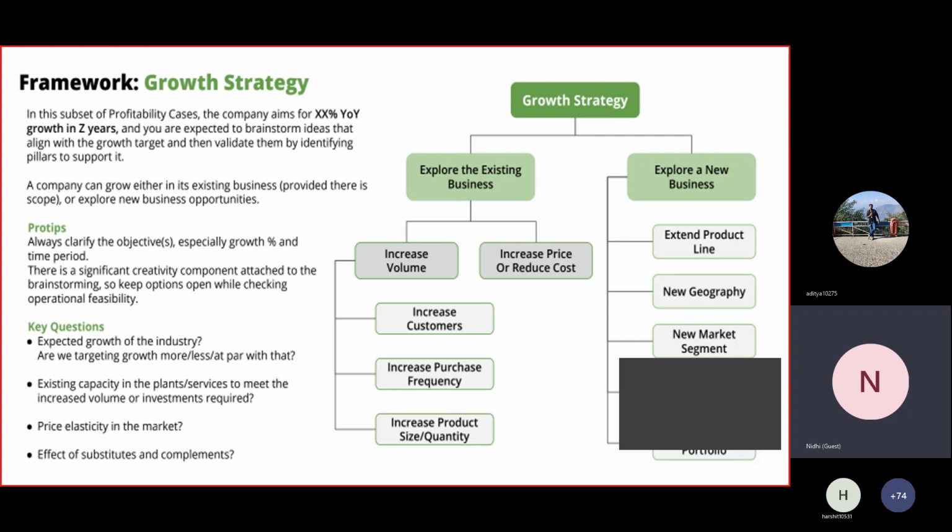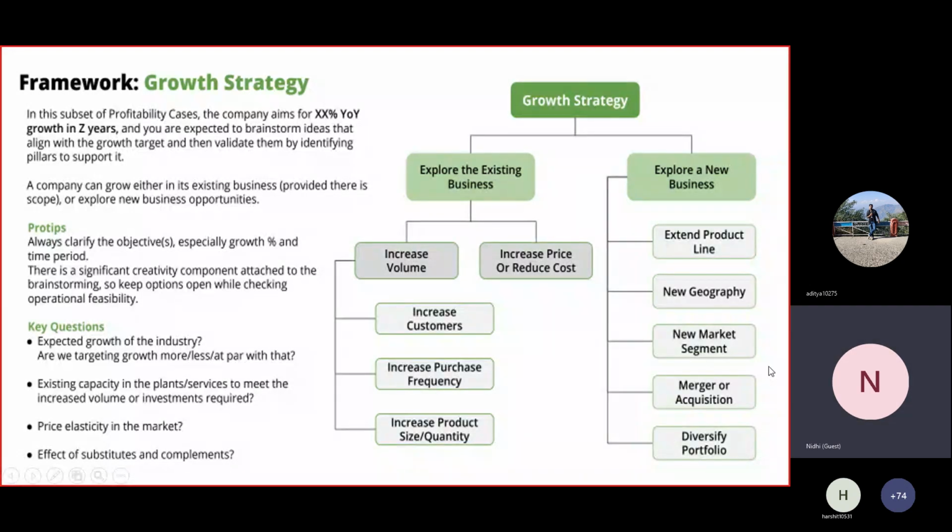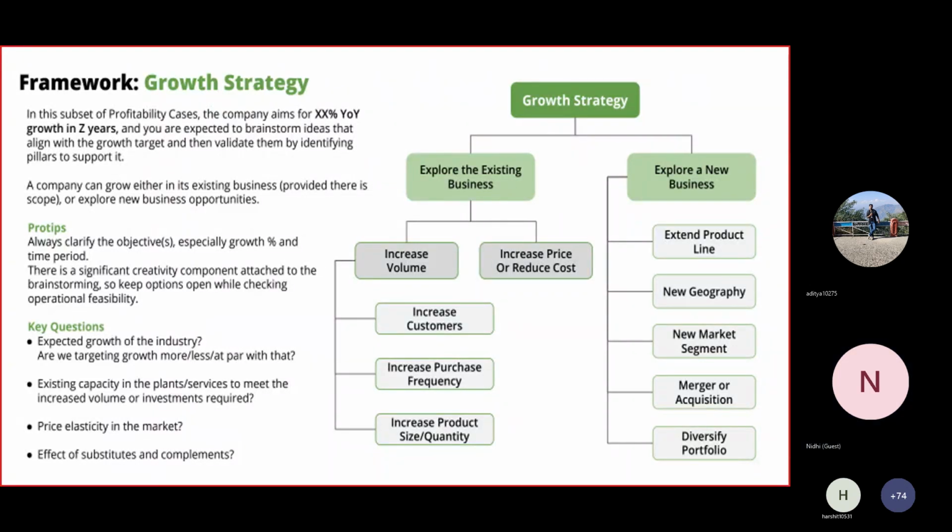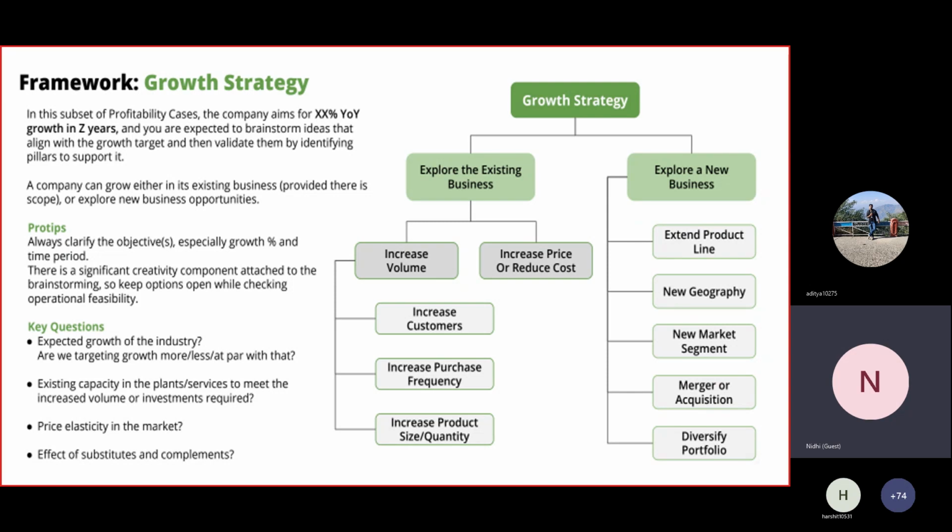Now, to increase volume, we can increase our customers. We can increase the customers' purchase frequency. Product size very clearly mentioned, right? And when we talk about exploring a new business, there is the product line that we can cater to. In a new product line, we can enter into a new geography, a new market segment, merger, diversify, all of that. Just be very well versed with this basic structure so that when you are solving the case, you understand exactly how it is done, right?